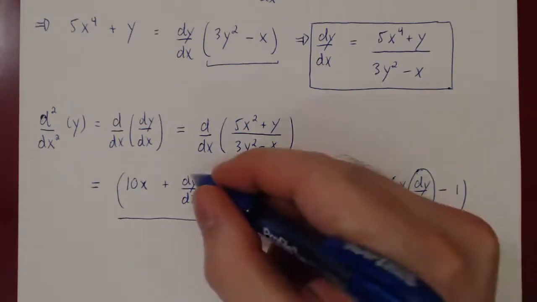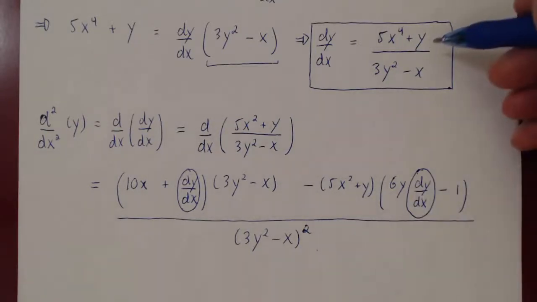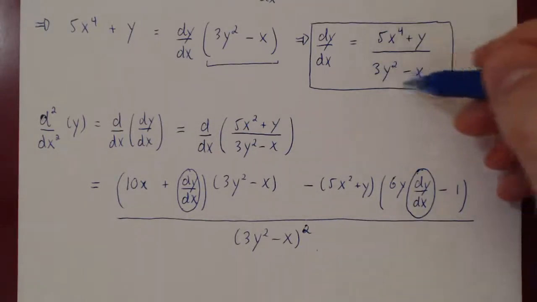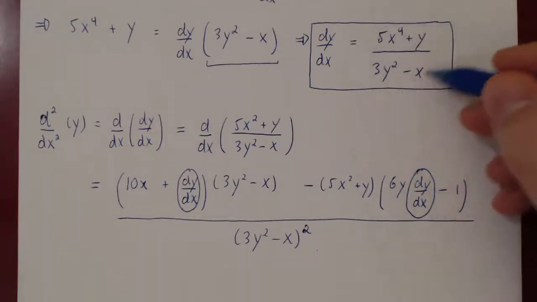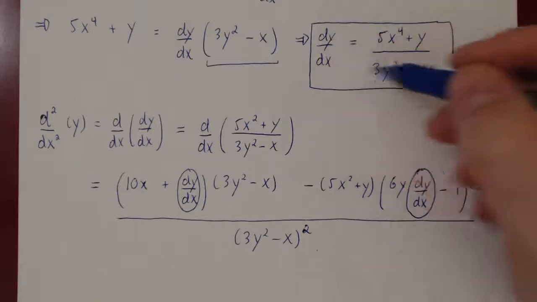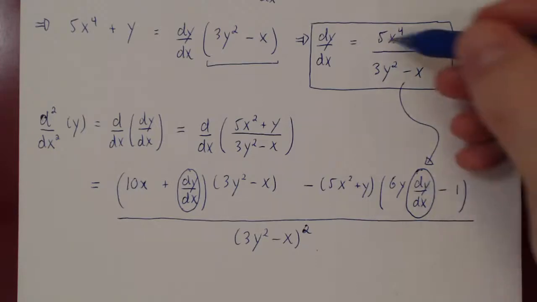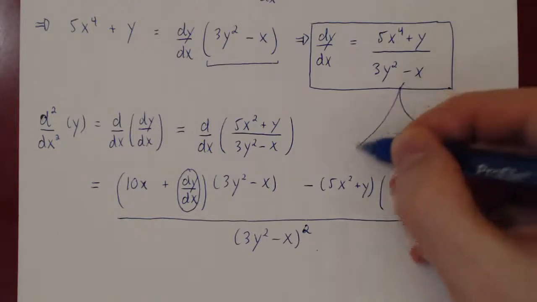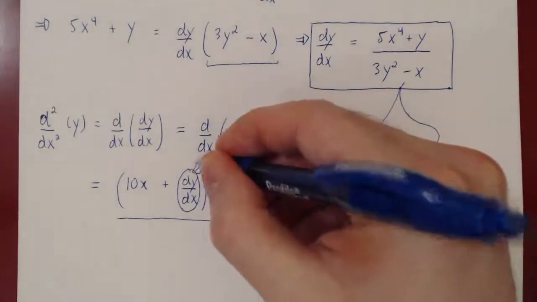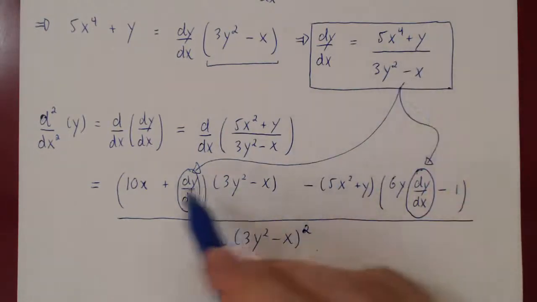Here's a dy over dx. Here's a dy over dx. The question is, do we know dy over dx is a function of x and y? The answer is, sure we do. We have just found it previously. So the next step would be to take the expression for dy over dx as a function of x and y and substitute in here. So replace this by 5x to the 4 plus y over 3y squared minus x. And do the same thing here. Replace the other dy over dx by 5x to the 4 plus y over 3y squared minus x.